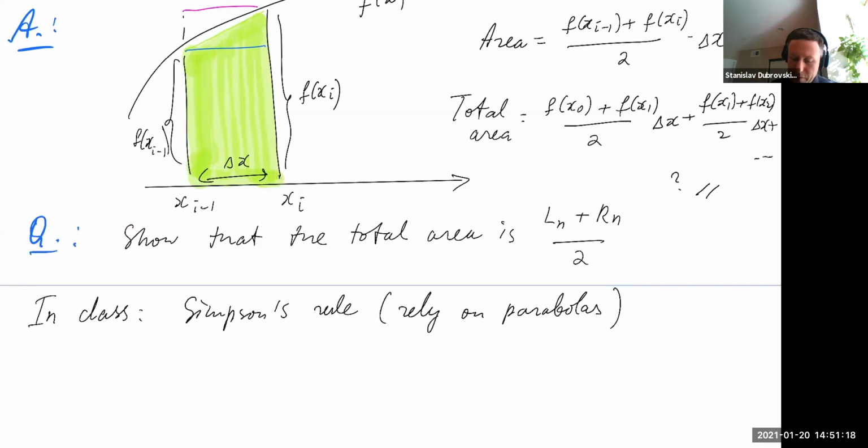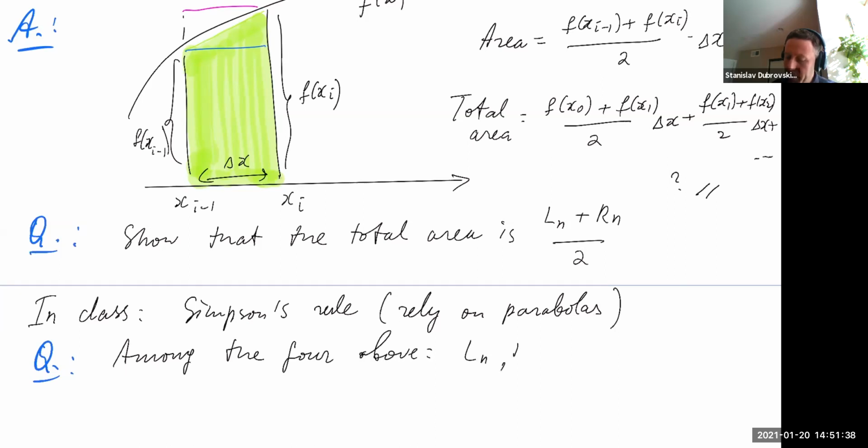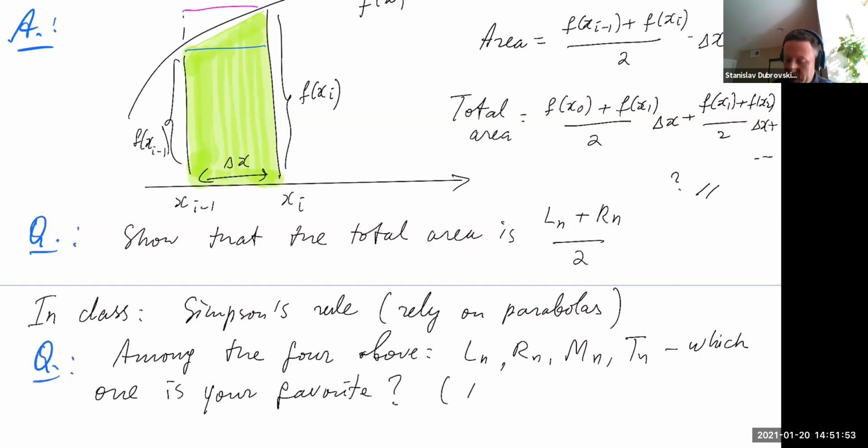But maybe I can ask you right now, among the 4 methods, which is your favorite as far as accuracy? Which one do you think is more accurate? Among the 4 above, that is left, right, midpoint, and trapezoid, which one is your favorite? In other words, most accurate.